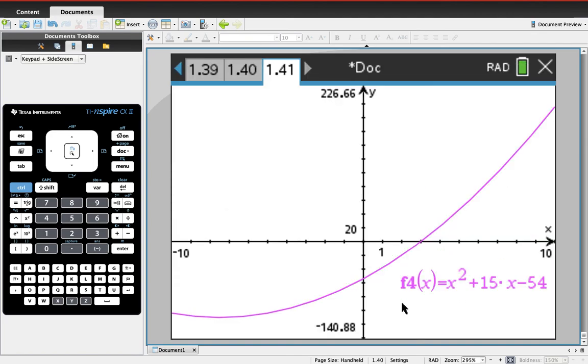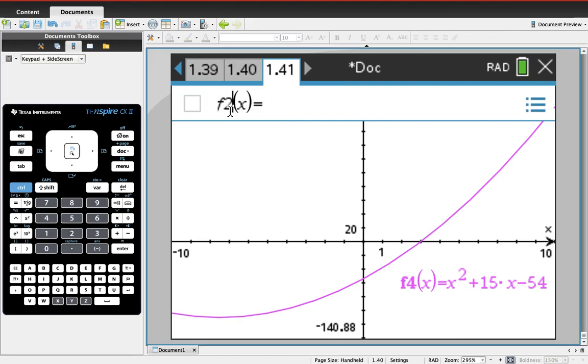I'll do a zoom fit. So it's got to look something like that. So let me go ahead and hit tab. And I'm going to go ahead and put in answer choice G from question number 4. And that's going to be (x + 18)(x - 3). And that needs to be a lowercase.